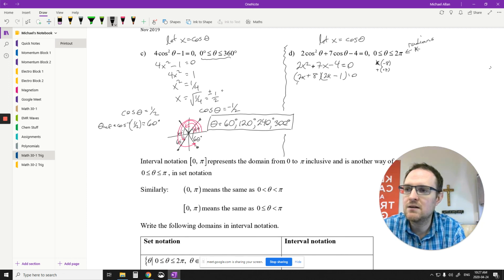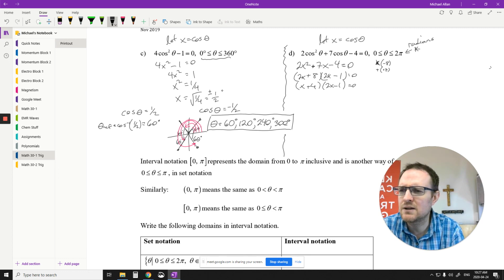And I'm going to write that out. I'm going to reduce these down. Lots of different ways to factor, but this is the way I do it. I used to do it differently, because I was taught other ways too. Then we're going to rearrange this and say what makes this equal to 0. So negative 4 is going to make this equal to 0. And a half is going to make this equal to 0.